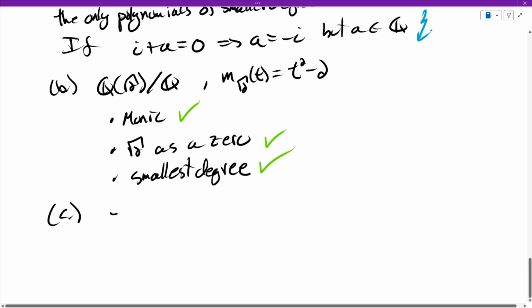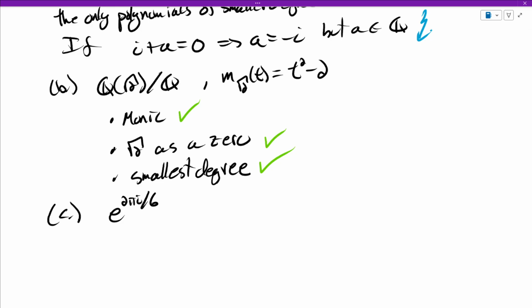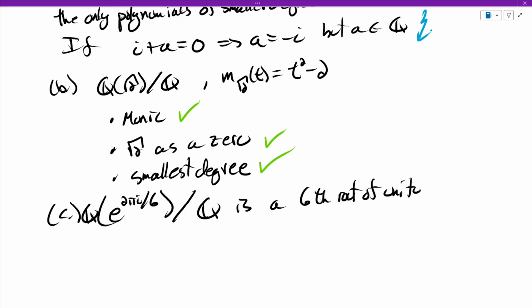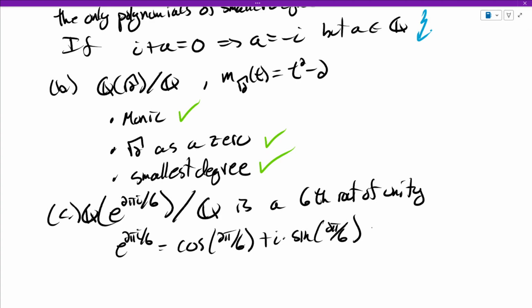Let us look at e to the 2 pi i over 6, which is a 6th root of unity. If you want to explicitly write it out, I mean, I don't want to, but I will. It's cosine 2 pi over 6 plus i sine 2 pi over 6. Cosine of pi thirds is, I think, a half. Sine of pi thirds is root 3 over 2. All right, so that's our number.